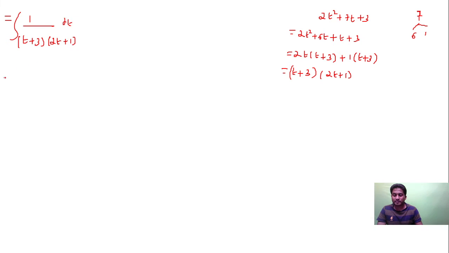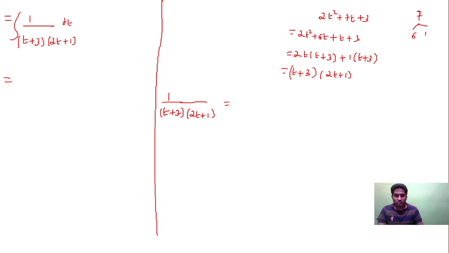Don't use A by B by that partial fractions what you use in boards. Follow carefully. I taught you the shortcut before as well. 1 upon t plus 3 into 2t plus 1. If you equate this to 0, root will be minus 3. If you equate this to 0, root will be minus half. So first you should take minus 3 and substitute here. Don't substitute in the first, otherwise that will be 0.